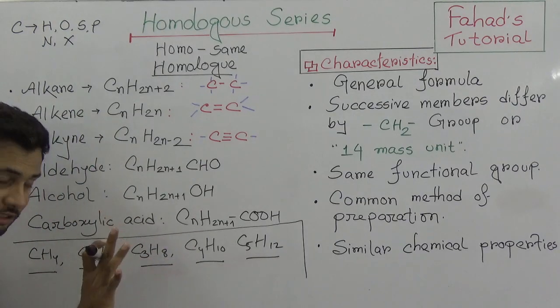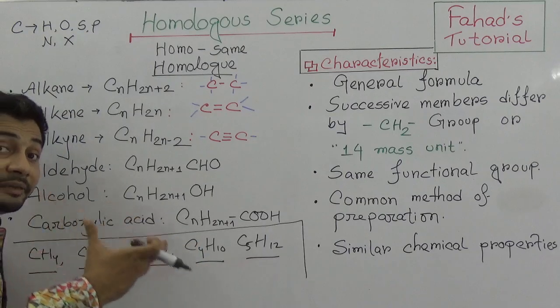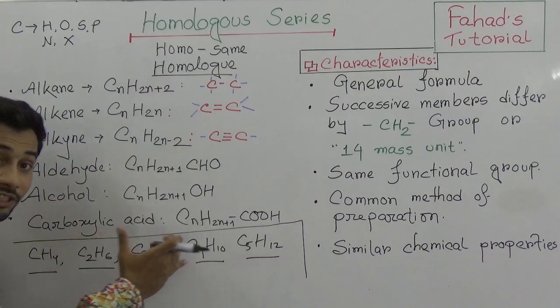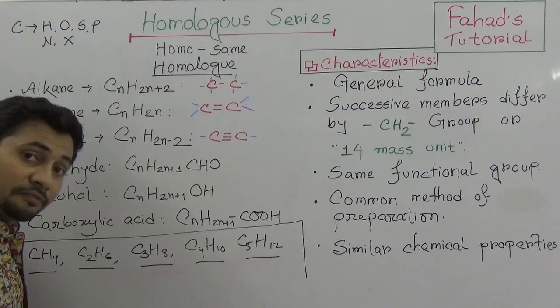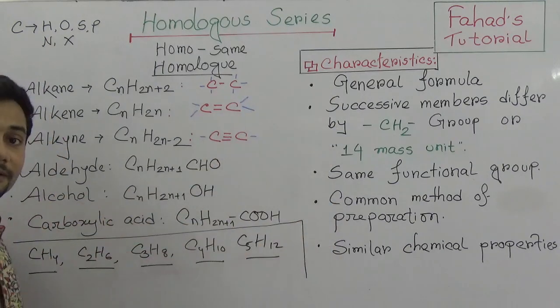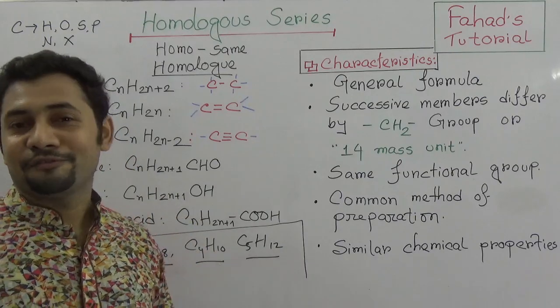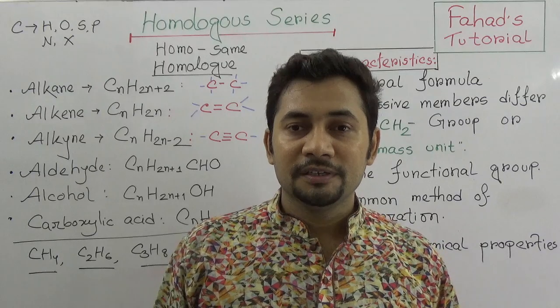So each member is called a homolog. They differ by CH2. They will have a general formula. They will have similar chemical and physical properties. And some changes happen gradually if there is an increase in the number of carbon. So please remember these characteristics of the homologous series, and of course I'm coming up next with the functional group tutorials.